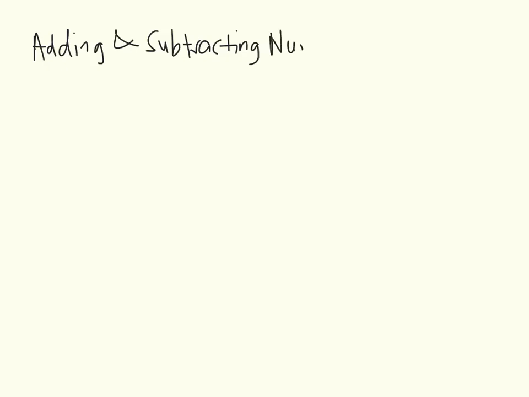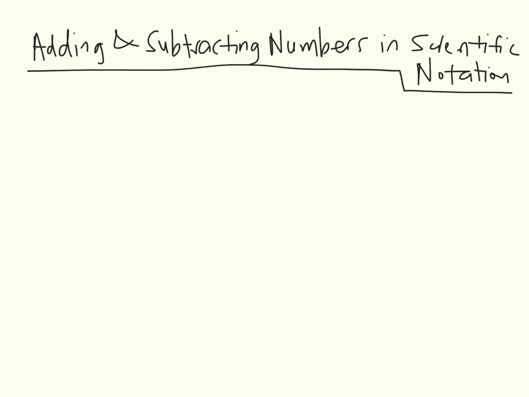In this video, we're going to learn about adding and subtracting numbers in scientific notation. If you can recall what it means to be in scientific notation, a number written in scientific notation is written in the form of a times 10 to the power of n, where a is greater than or equal to 1 and less than 10, and n is an integer.